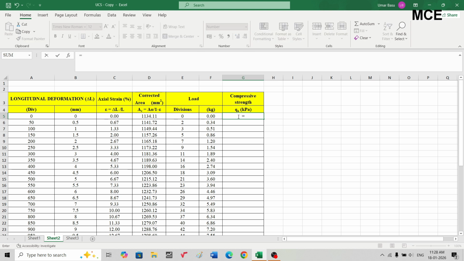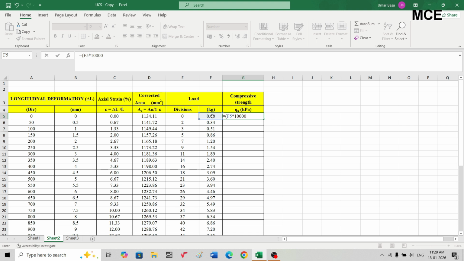So you will select the load, equal, select the load, then multiply it with 10 raised power 4. Why 10 raised power 4? Since our cross sectional area is in mm square, if we convert it into meter square, we have to divide it by 10 raised power minus 6. Also we have to multiply the load with 9.81, approximately 10, and then divide the total by 10 raised power 3 to get the value in kilopascal.